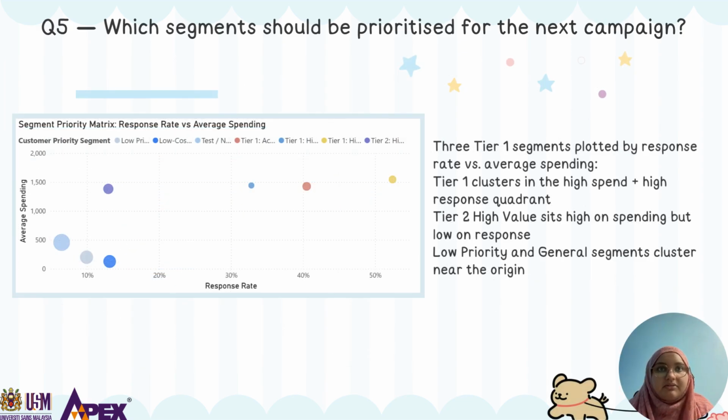The priority matrix makes it visual. Tier 1 clusters in the upper right, high spend and high response together. Tier 2 high value sits on high spending but far left on response. These customers need offline and catalog activation as Q3 shows, not more digital spend.